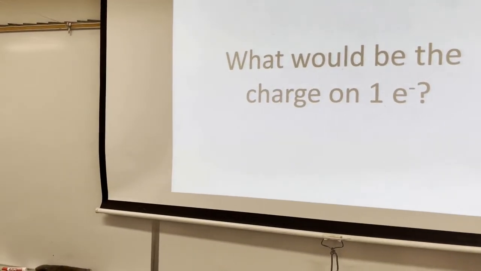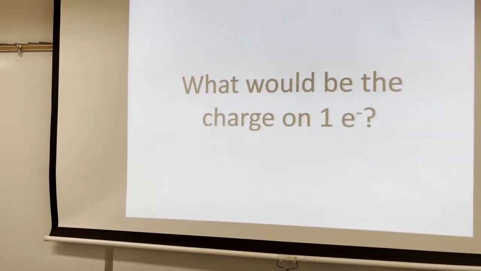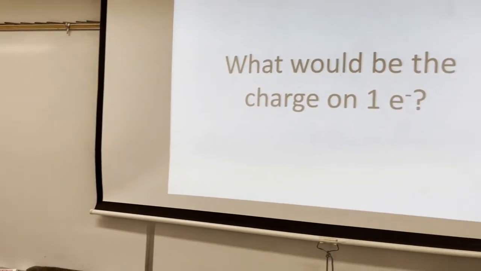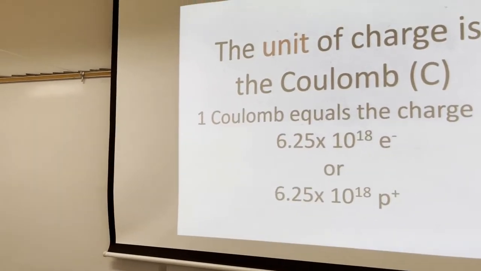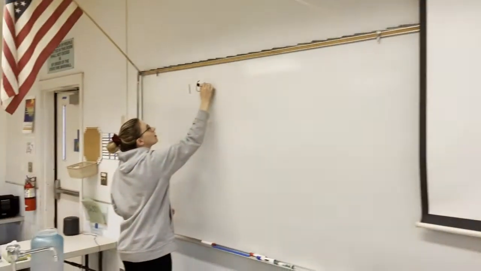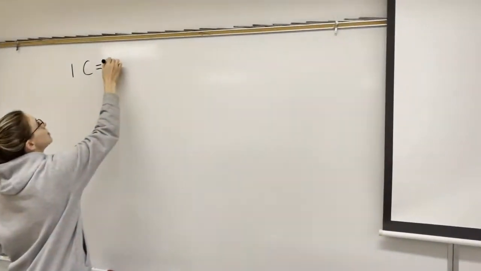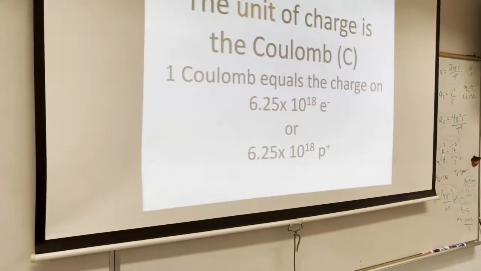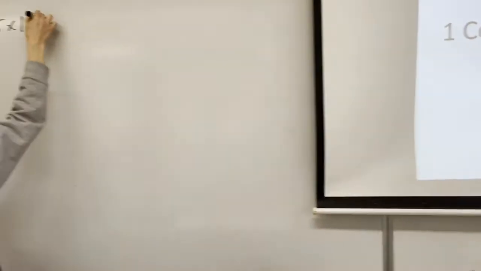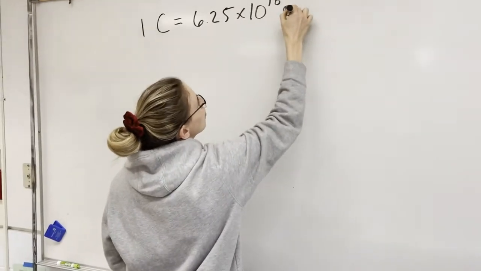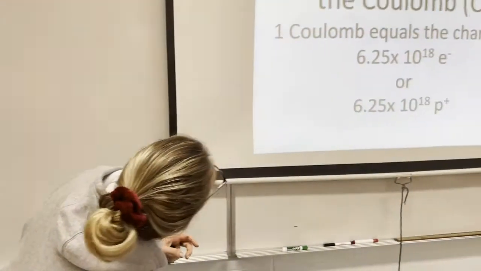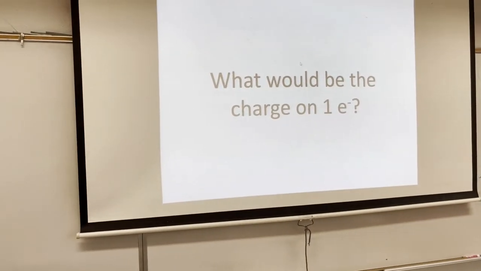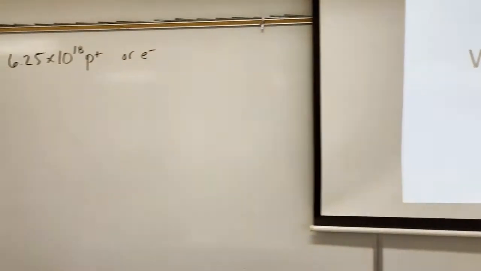What could be the charge on 1 electron? We need to make fractions out of what we had before. So we said 1 Coulomb, 1 C, equals 6.25 times 10 to the 18th protons, or electrons. Now, what's our question? What would be the charge on one electron? So you've got one electron.